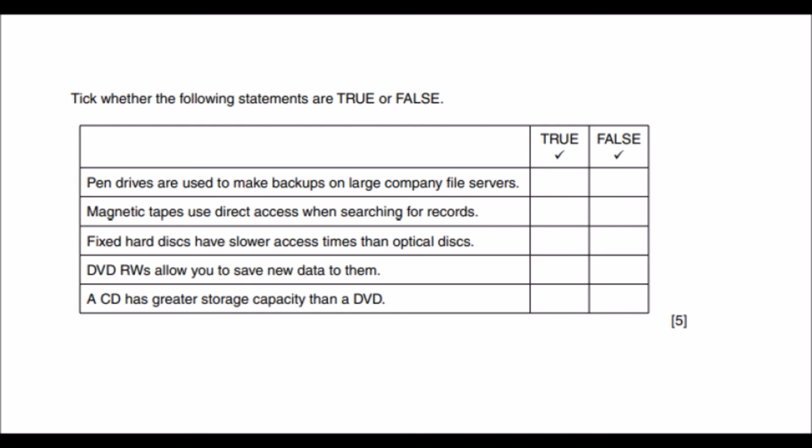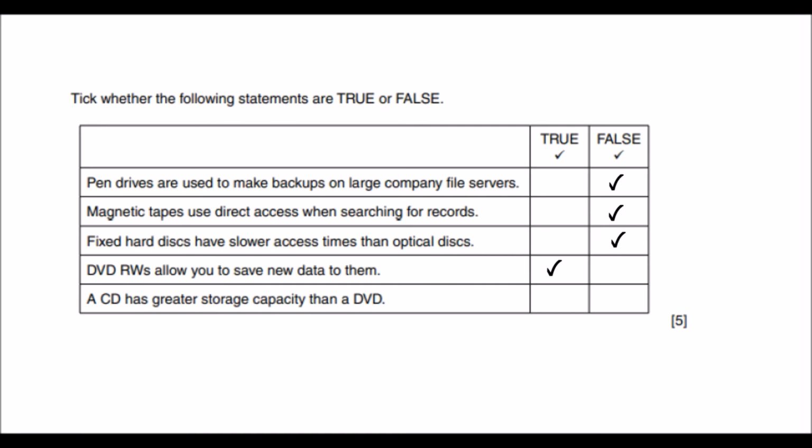All right. Now this one says tick whether the following statements are true or false. What do you think? Pen drives are used to make backups in a large company. No, it's false. That is not a pen drive. Pen drive has very small memory. Magnetic tape uses direct access when searching for a record is false. It's using serial access, not direct access. Fixed hard disk has lower access time than optical disk. That's false as well. No, for the fixed one the data transfer is very fast, as we mentioned earlier.